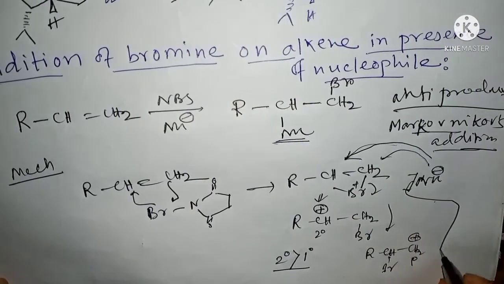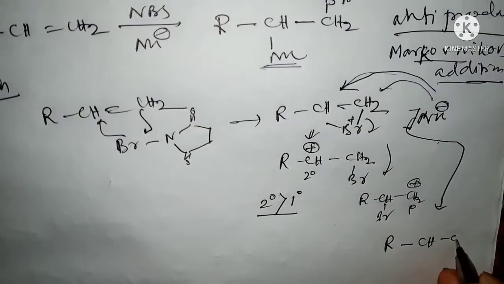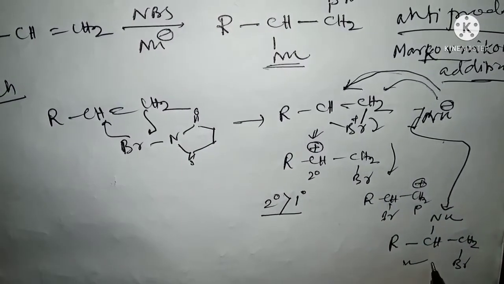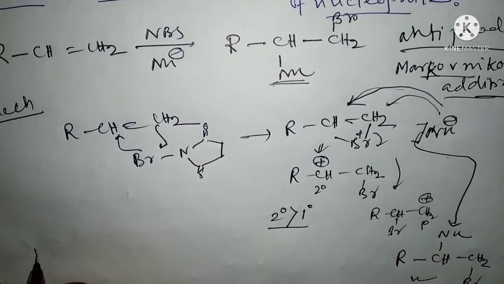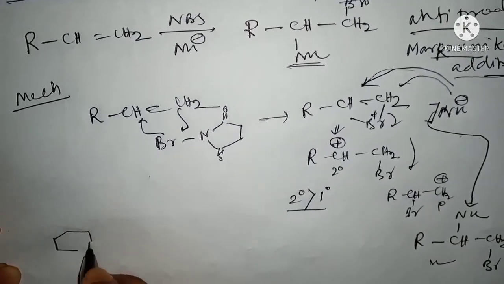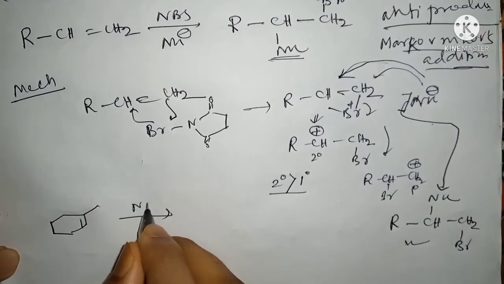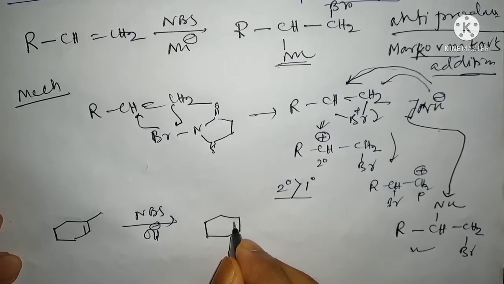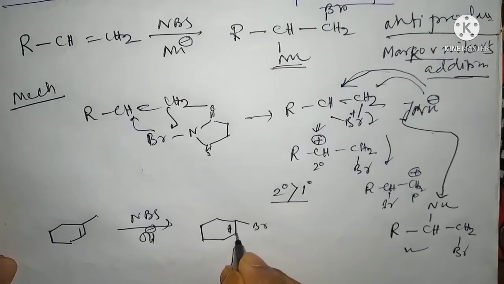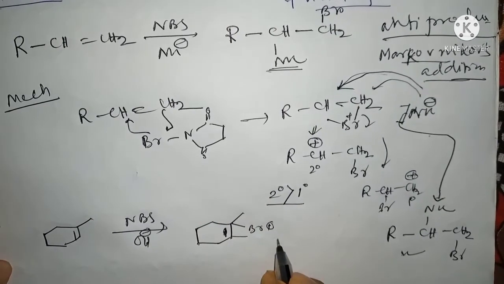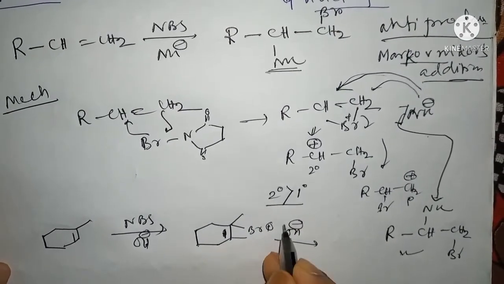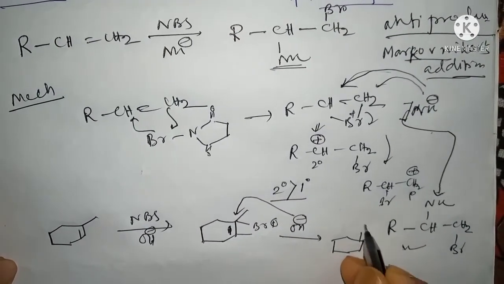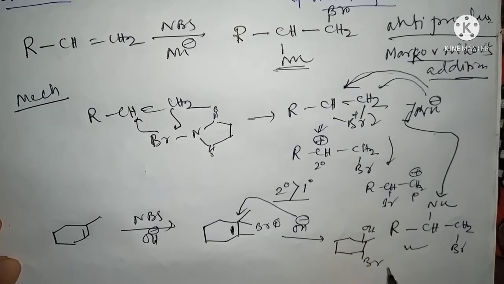So form the product RCH CH2 Br with the nucleophile. This is the product, and the anti-product is formed. Now another example, in presence of NBS and OH minus nucleophile. So first form Br plus, and then OH minus attacks this side because this is the 3 degree carbocation. So this is the product, with OH and Br.